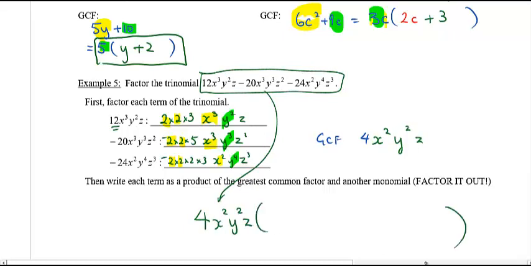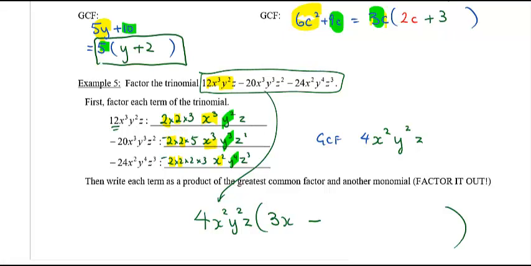And now what's left over? That's my monomial. That's left over. 12 divided by 4. That's 3. X cubed divided by x squared. That's x. Y squared divided by y squared. That's just 1. Z divided by z. That's just 1. Leave it.